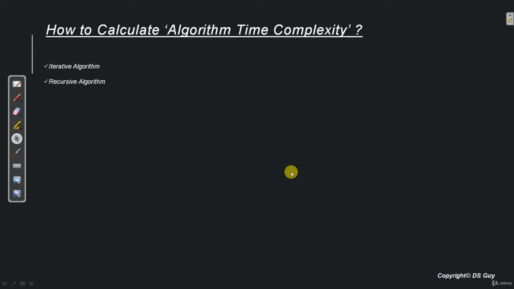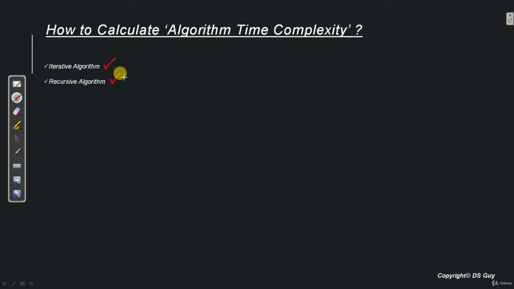As we have seen in our introductory video, there are two types of algorithm. So we will take two examples. One is an algorithm which is iterative, and then we'll take one more example of an algorithm which is recursive. Finding the time complexity of an iterative algorithm is very simple, so we'll take that first and then we'll deep dive into recursive algorithms.